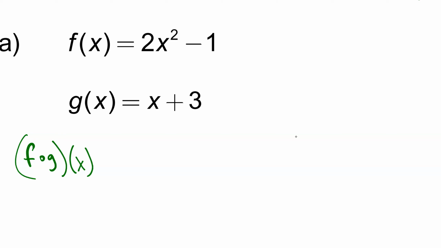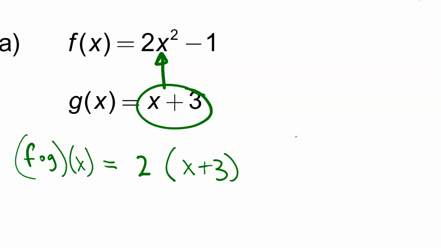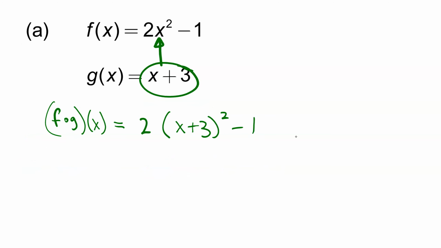So what this means is I'm plugging g of x in for x in my f function. So I have 2 times (x plus 3) squared minus 1. Then we just gotta simplify. That's all you do, right? So the second one is g of x. You're plugging all the stuff that g of x is equal to in for the x in your first function.